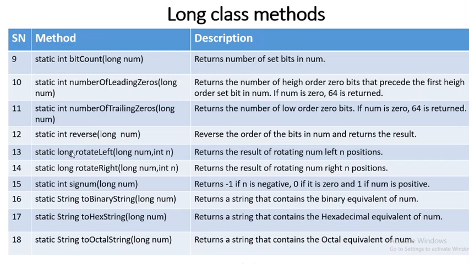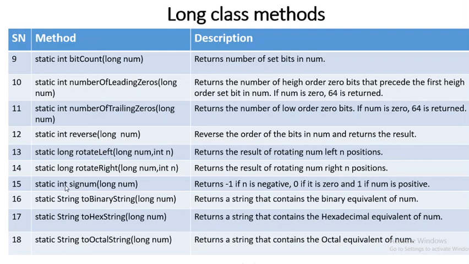Long primitive data type, return value, rotateLeft(long num, int n). In this, whatever number you specify, n number of positions will be rotated towards the left, and the new number generated will be returned. rotateRight: whatever number you specify here, n number of positions will be rotated towards the right, and the new number generated will be returned.